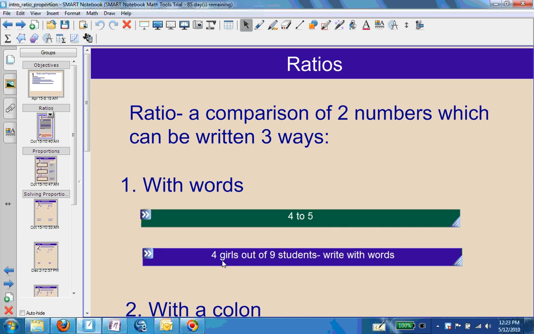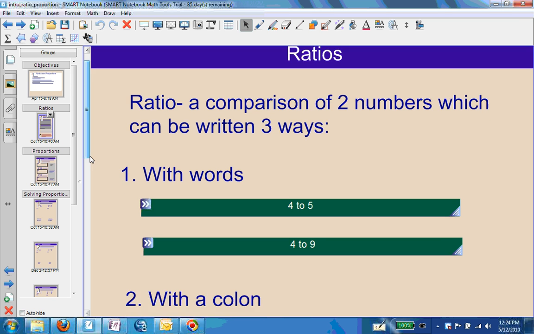Another example, if we have 4 girls and 5 boys, that means we have 4 girls out of 9 total students. So here we're comparing the number of girls to the number of students, or 4 to 9. So if we write that with words, we write 4 to 9. So the first way to write a ratio is with the word to.